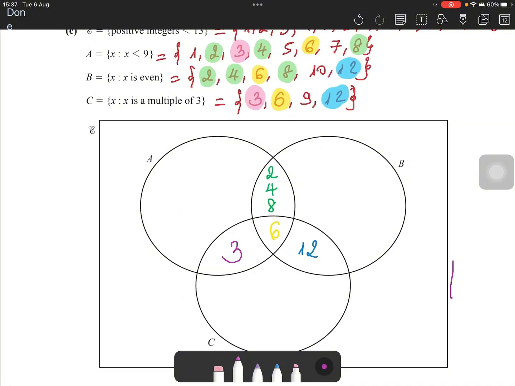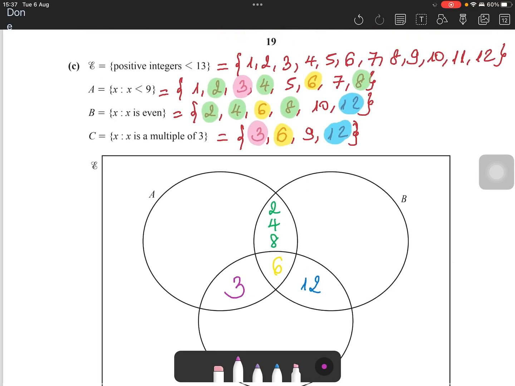And now we'll check what A has left. In the set A, we have the numbers 1, 5, and 7 left. In the set B, we have the number 10 left. In the set C, we have the number 9 left. And let's check, we have 1, 2, 3, 4, 5, 6, 7, 8, 9, 10, 11 numbers. So there's still one number left in the universal set that does not belong to A, B, or C. And that number is 11. So 11 will be here.